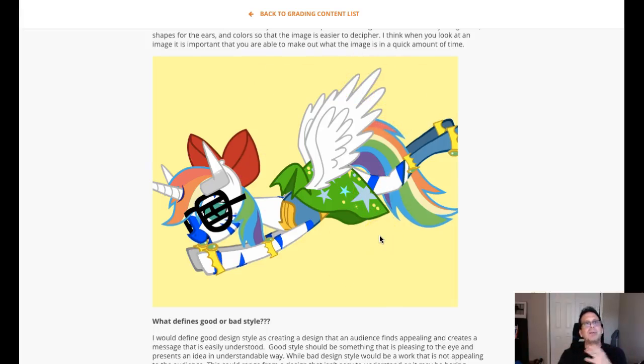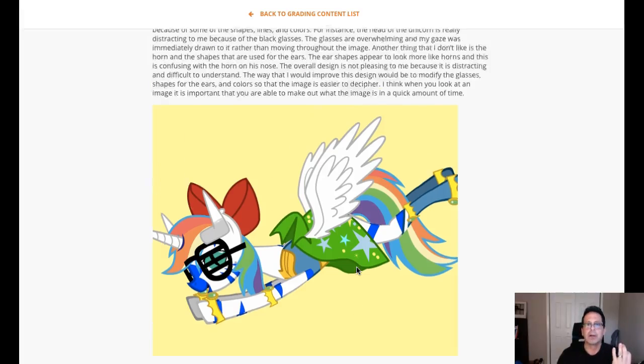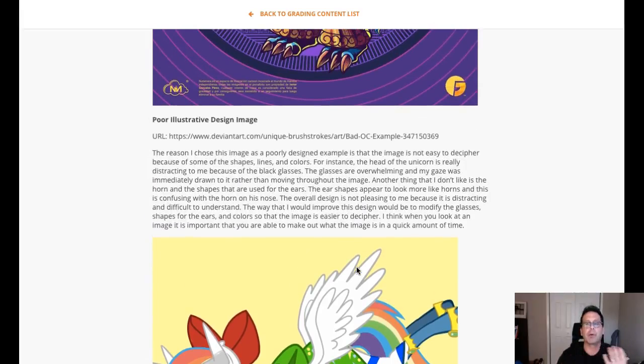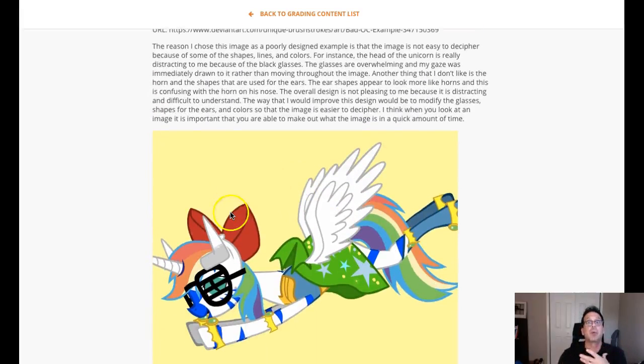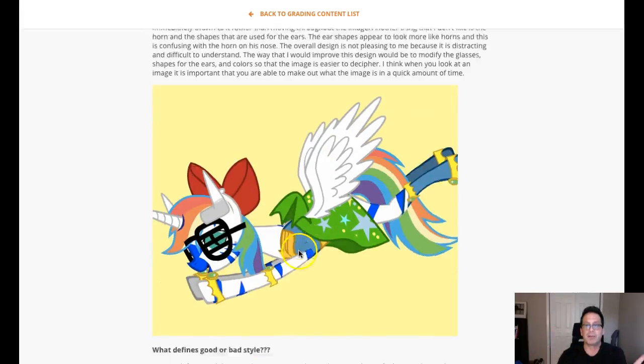So we need to create visual contrasts in order to establish hierarchy. Okay, and hierarchy will establish a focal point. It will give the viewer a good way to start and a direction to look through the illustration or the composition. This doesn't have that, so the viewer ends up.